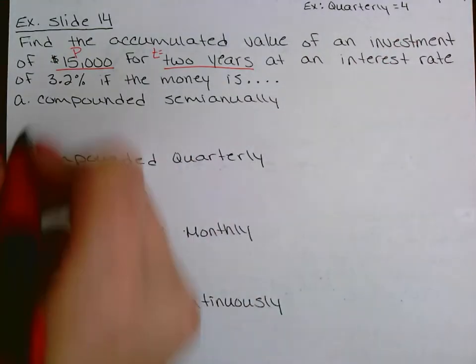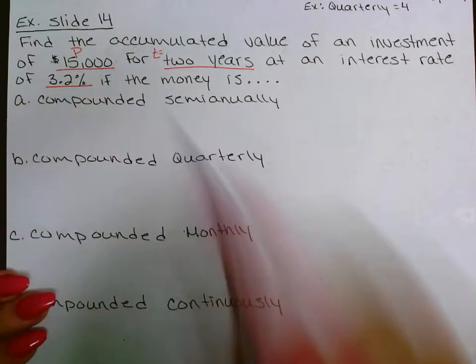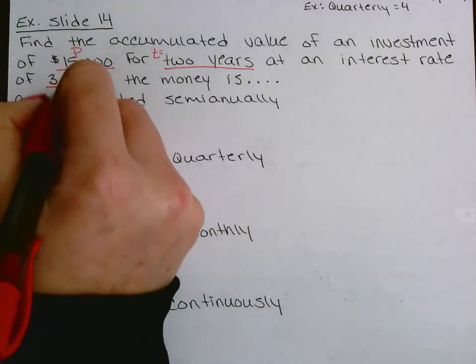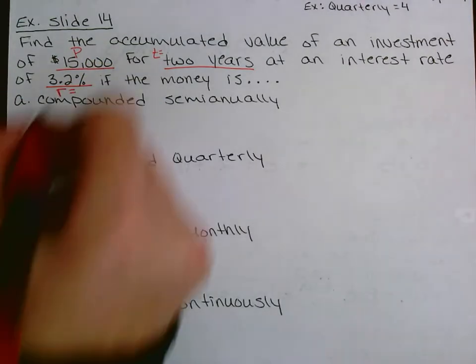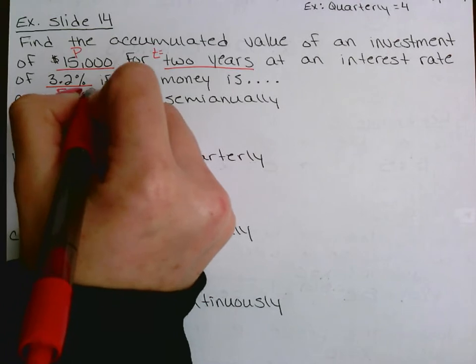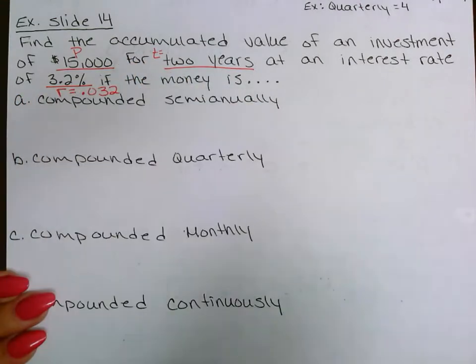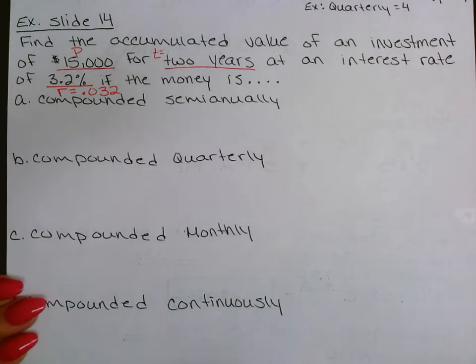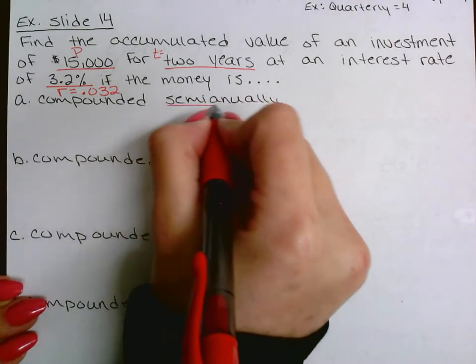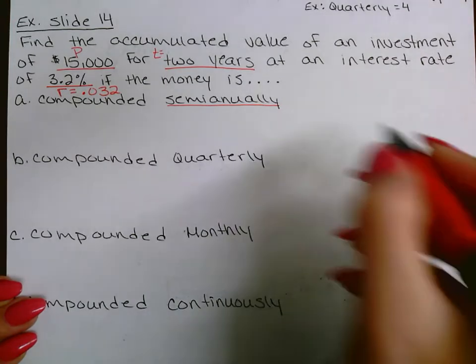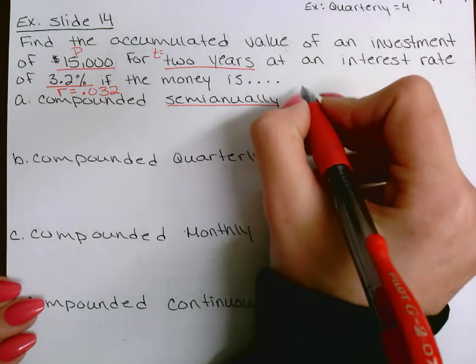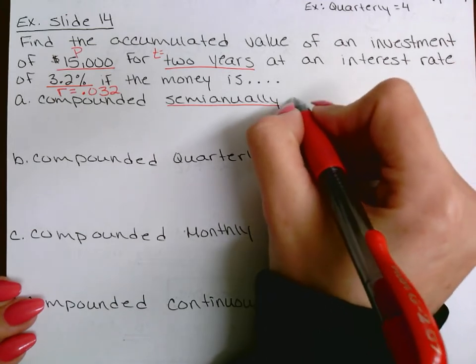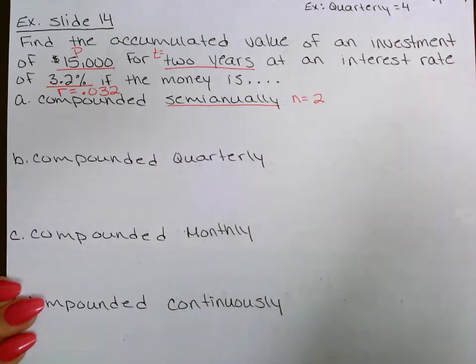At an interest rate of 3.2%. That's your rate. And how am I going to want to write my rate in my questions? 0.032. Okay? Now, part A says that I'm going to compound it semi-annually. What does that mean? What is 2? My N. My N in the equation is going to be 2.